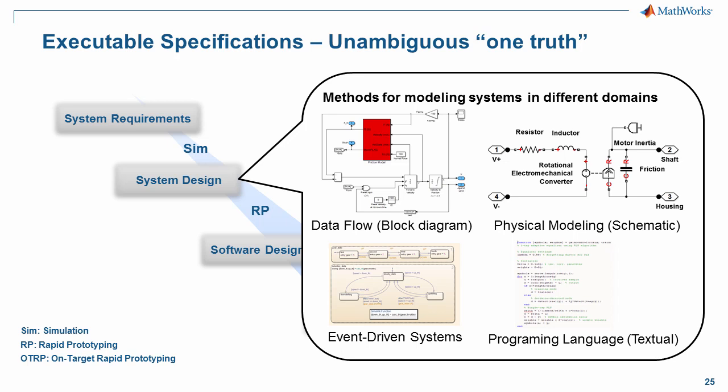Plant modeling can be done with our physical modeling tools. They enhance Simulink with the capability to model physical systems implicitly, such as an electric motor, as electrical and mechanical system, as shown in the slide.